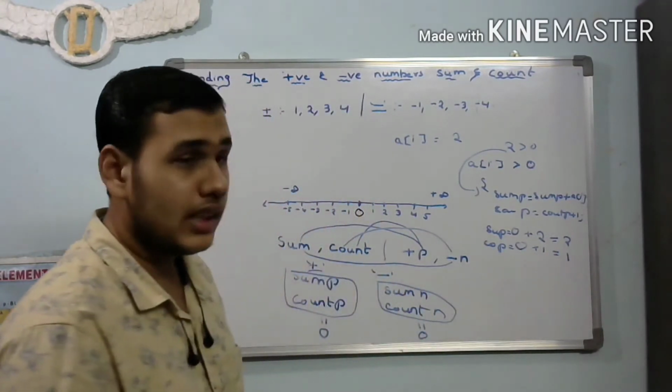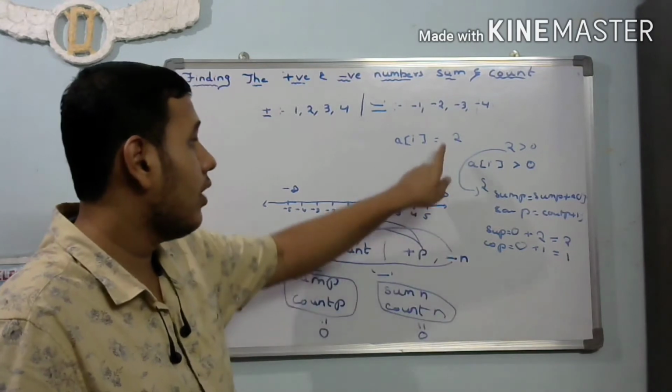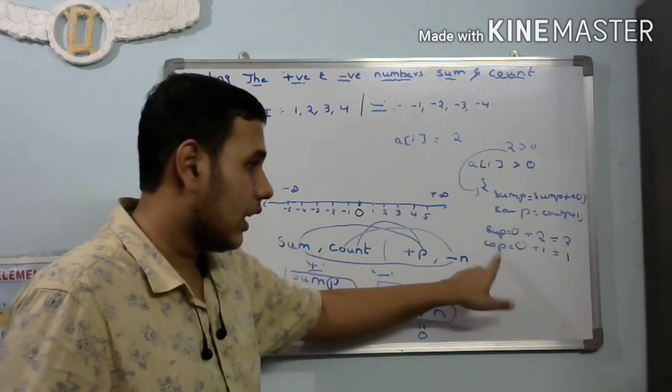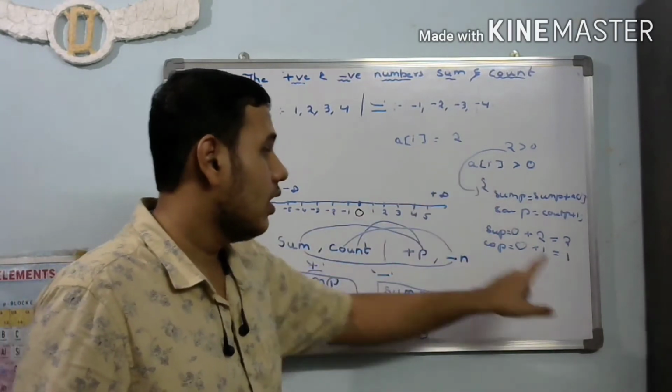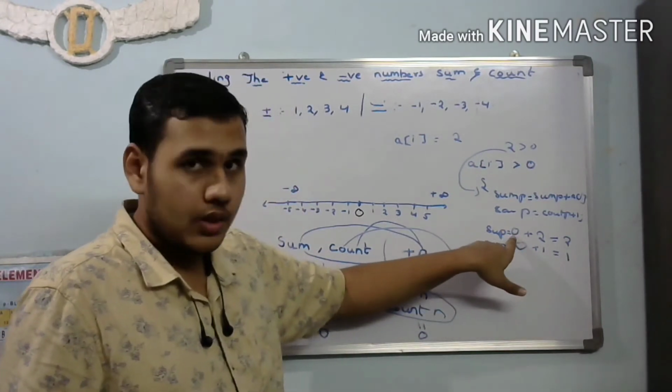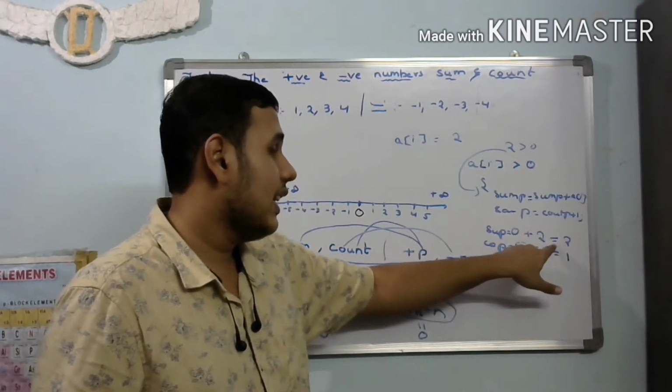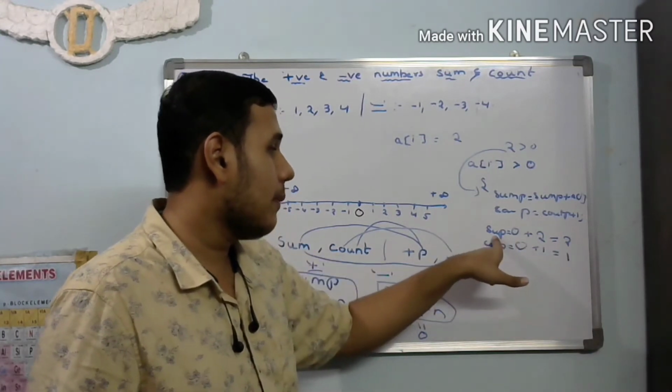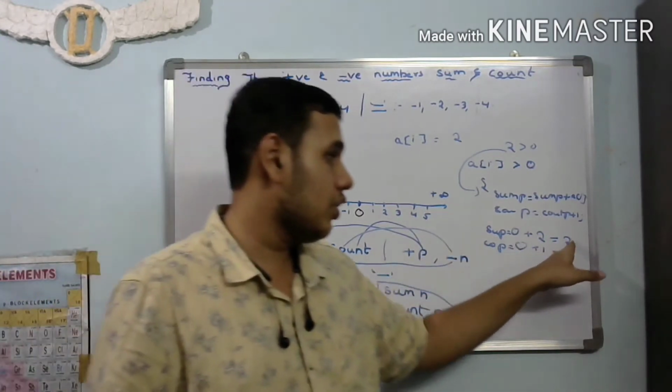Now see how many numbers I have given: only one number. So the count of the numbers is 1. Now the sum of the number: the value is 0 plus 2, which is 2. So the sum of the positive numbers is equal to 2.